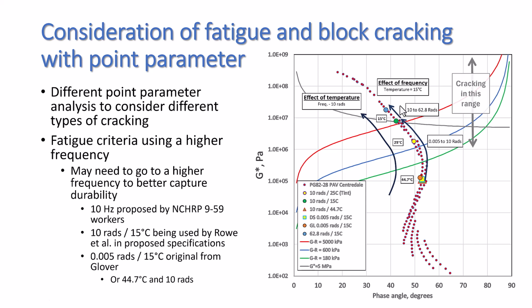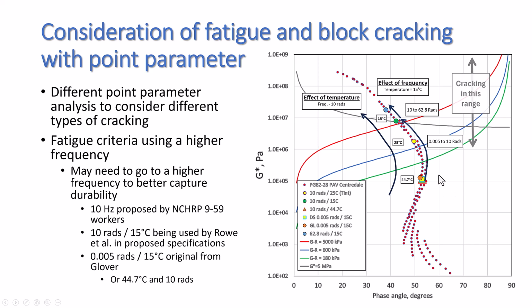My question here is, well, going to 10 Hertz is 62.8 radians per second. Why not use 10 radians per second, which is this green point? And basically, you are in this upper part of the curve. You'd have to change the limit marginally for 10 radians compared to 10 Hertz, compared to what they're proposing.